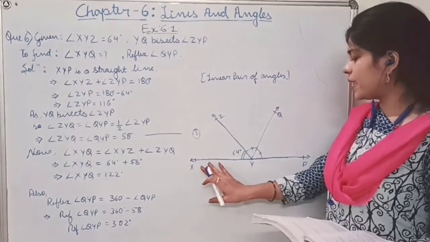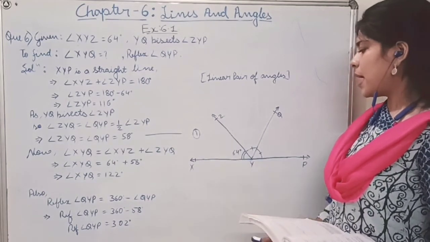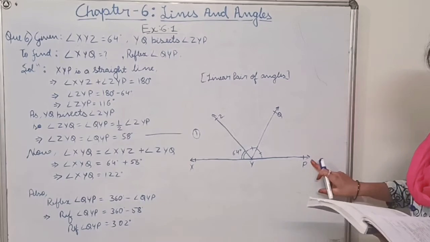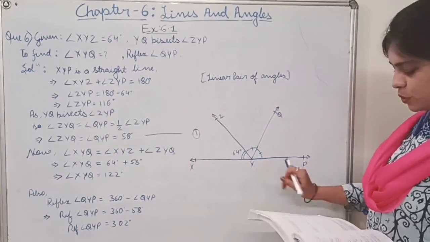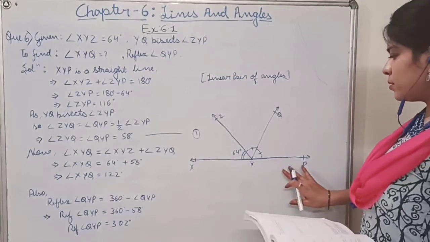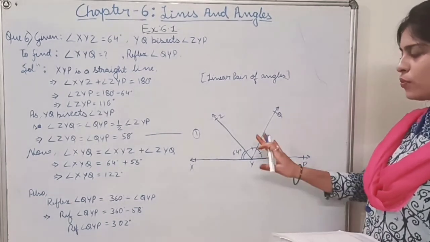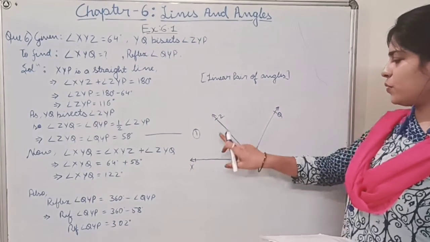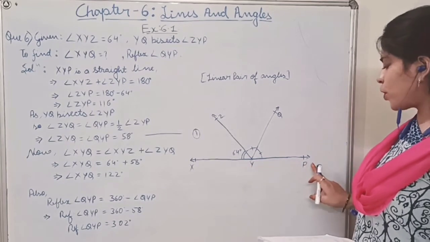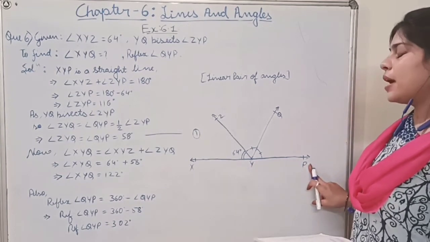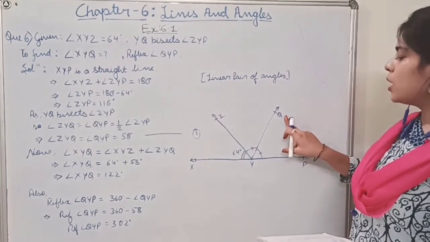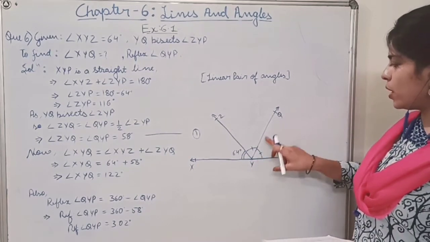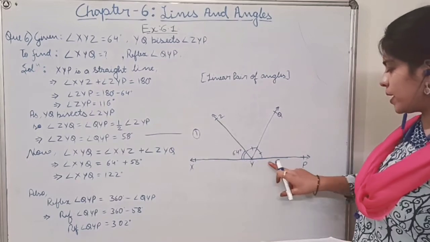It is given that angle XYZ is 64 degrees and XY is produced to point P. Till point P it is produced. Now we have to draw the figure. The figure is not given in the question, so we have to draw it from the given information. XYZ was 64 degrees and XY was produced to point P, so this is the straight line XYP. It is also given that ray YQ bisects angle ZYP, so we'll draw a ray YQ which will bisect angle ZYP.